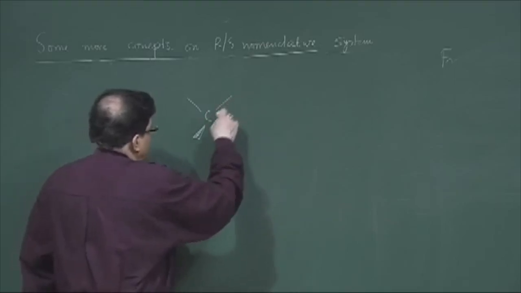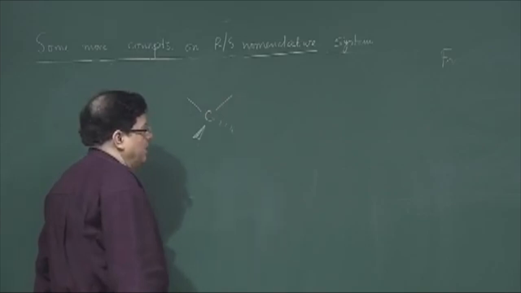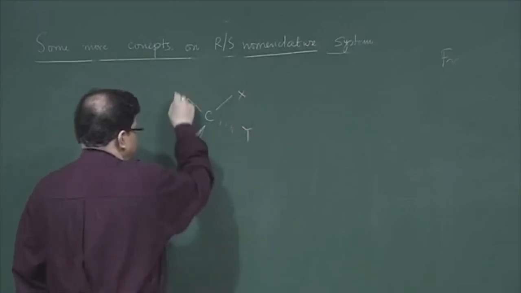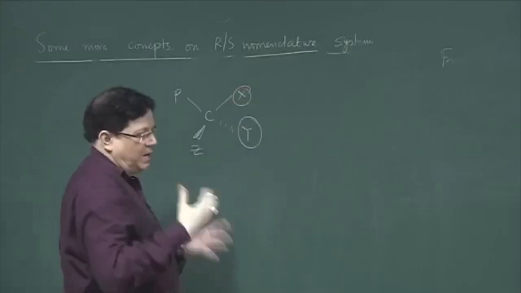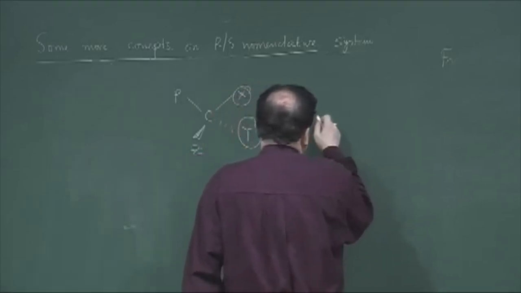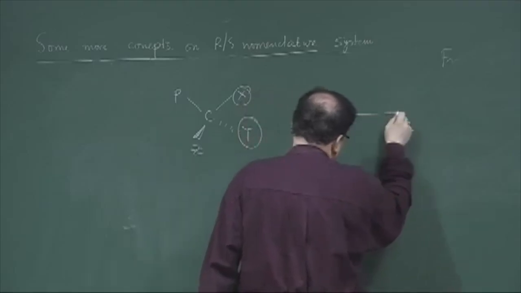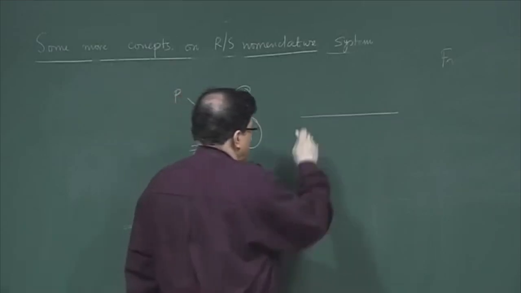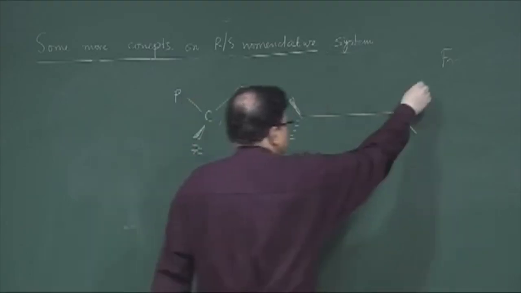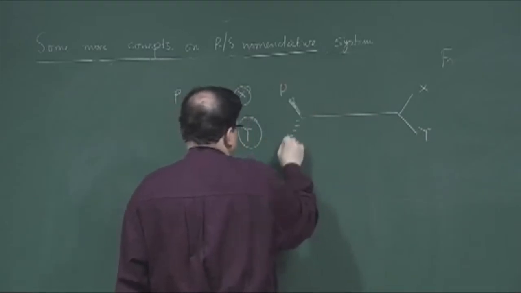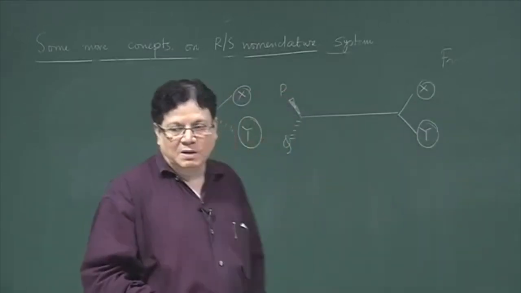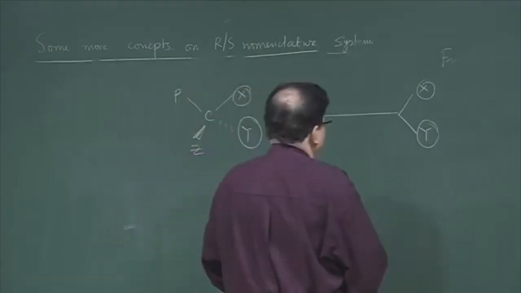Here all the four groups are attached to a single carbon, and if you interchange any of these two groups, suppose this is X, this is Y, this is Z, and this is P, if you interchange the position of X and Y, you get a stereoisomer. Okay. In case of allene or biphenyl, you have an axis; in case of an allene you have an axis going through all the three carbons, and the groups are arranged in this fashion. Very similar, but it is the axis now: if you interchange the position of X and Y, you get the other isomer. So these are called axially chiral molecules.